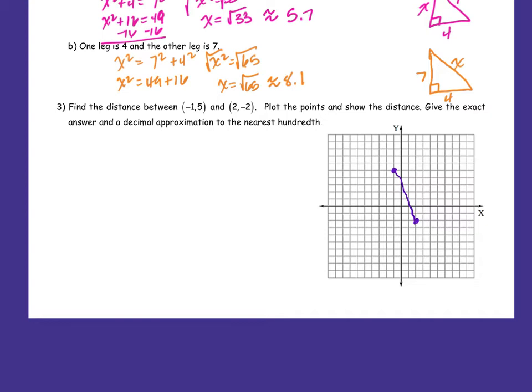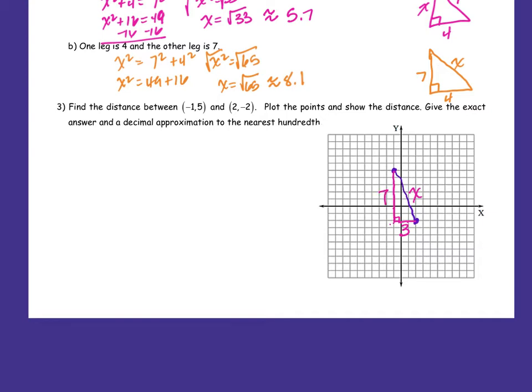I can use the Pythagorean theorem here also, because if I draw a right triangle, so I drop my line here, and then I drop my line here, I have a right triangle. I don't know what this length is, but I do know what this length is. This length is 3. I can count 1, 2, 3. And I know what this distance is because I can count here too: 1, 2, 3, 4, 5, 6, 7.